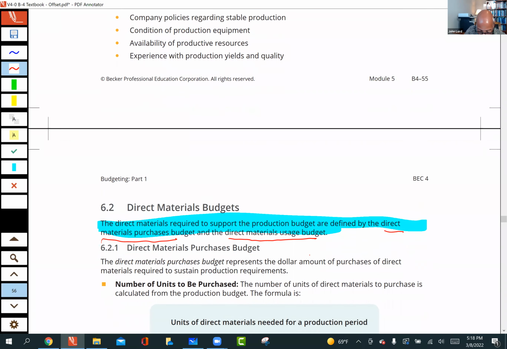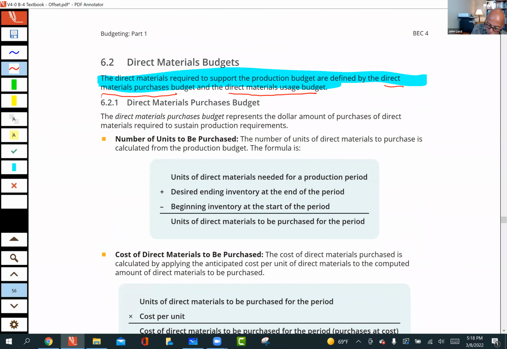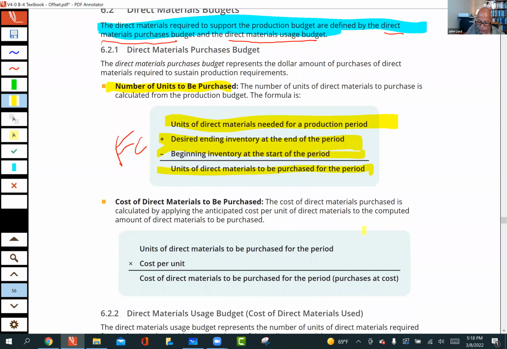Okay, so you come over and let's go ahead and we can flashcard this. I think it's worthwhile to flashcard this, the number of direct materials to be purchased. And again, they're calling it a formula, and I call it more of an algorithm than a formula, but let's just take a look. Units of direct materials needed for production, add the desired ending inventory that you want at the end of the period, subtract whatever you had on hand at the beginning, and that's the units of direct material that you will actually need to purchase for the period.